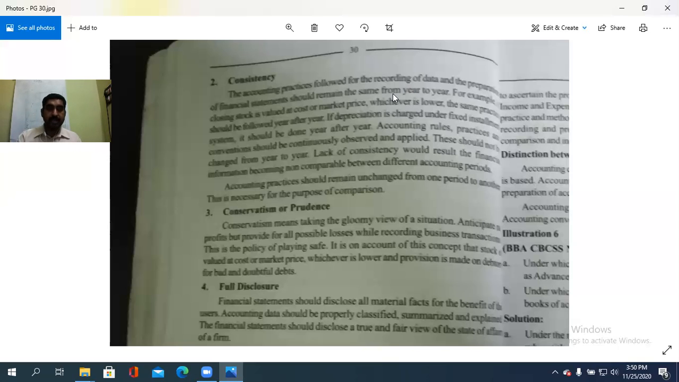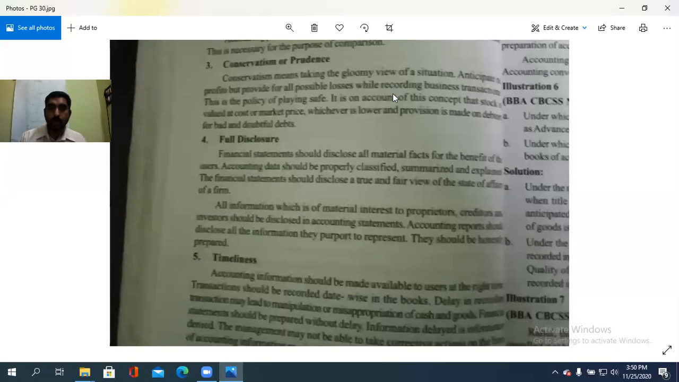Whatever transaction is incurred, we need to record it. We need to pass the entry. We need to prepare the ledger accounts, prepare the trial balance, finally balance sheet, and give it to the higher authorities. It may go to the outsiders for passing the information. So we need to disclose all the facts. That is the case. So financial statements should disclose all the material facts for the benefit of the users.